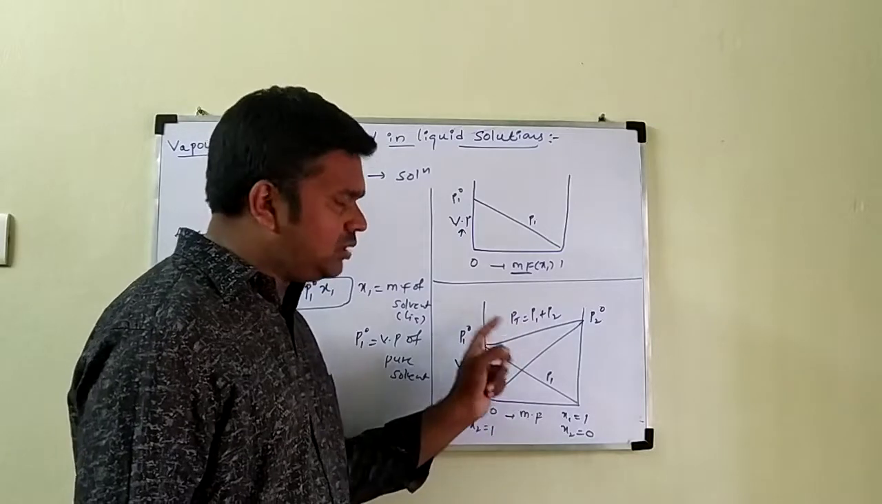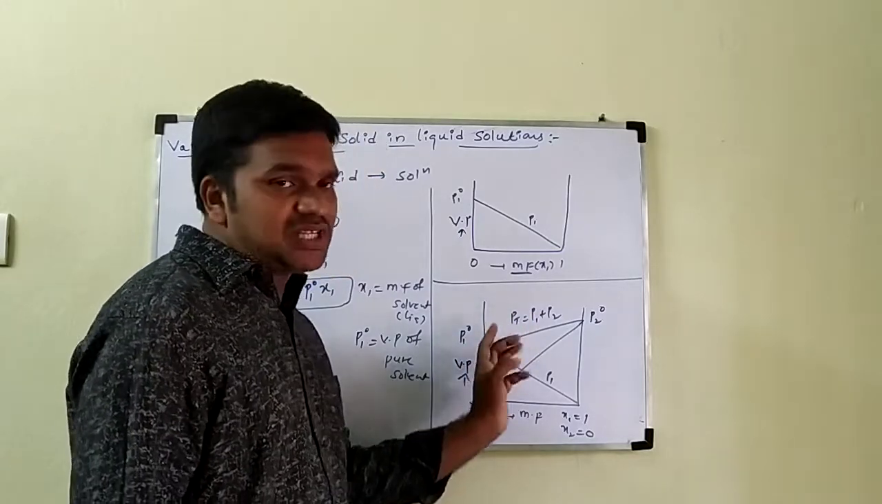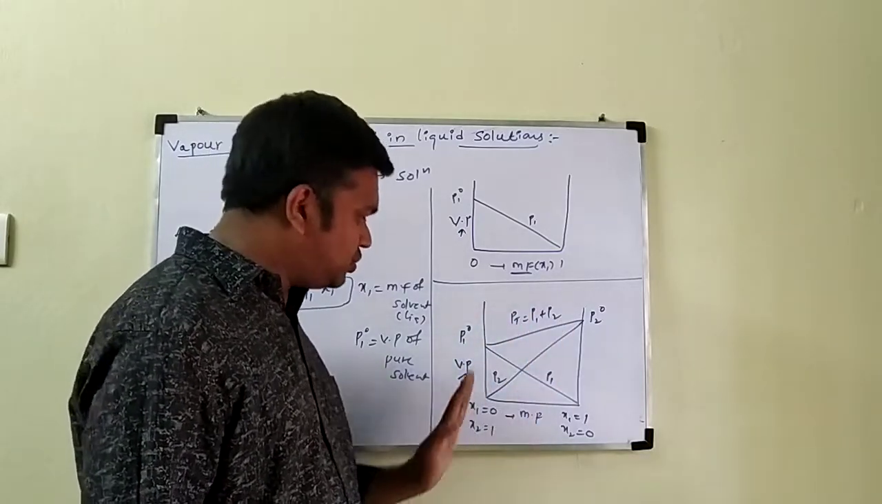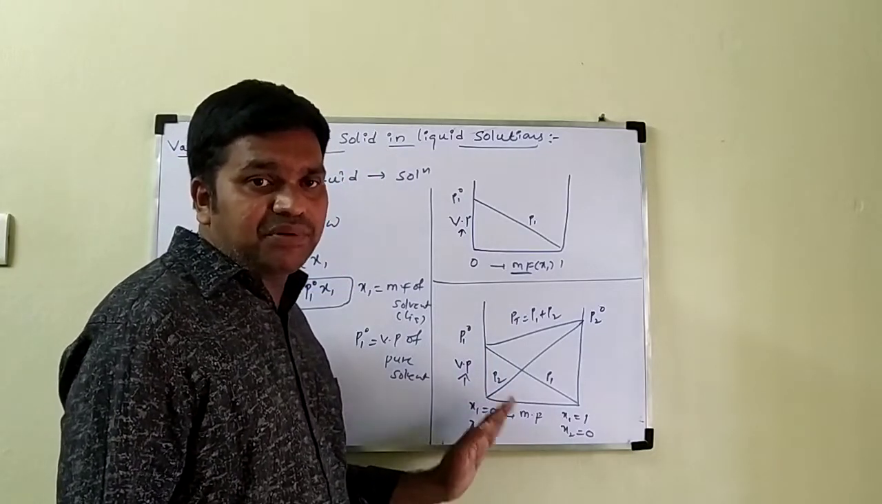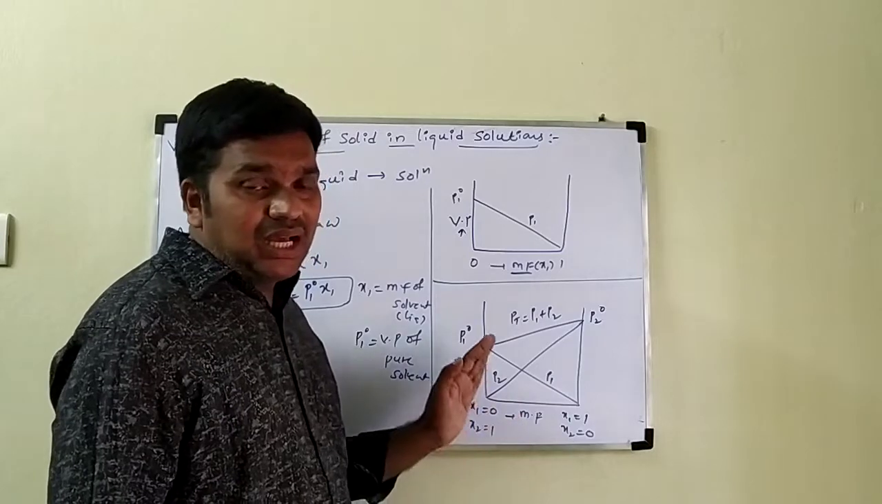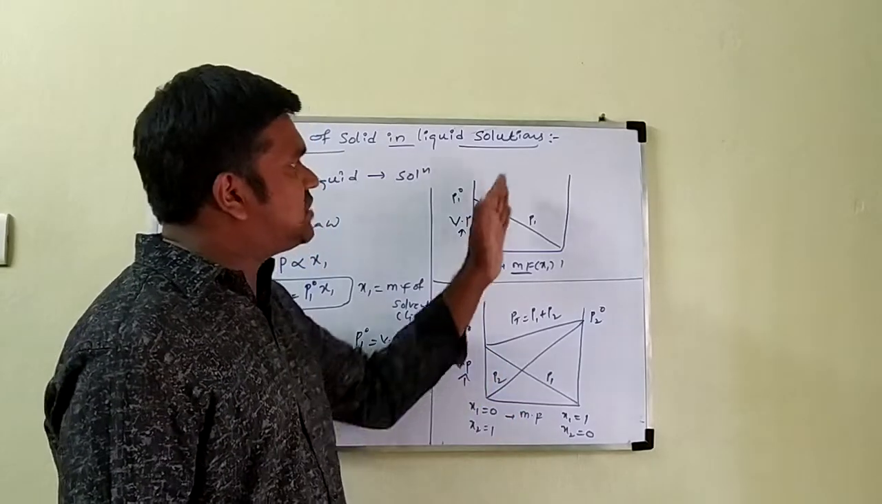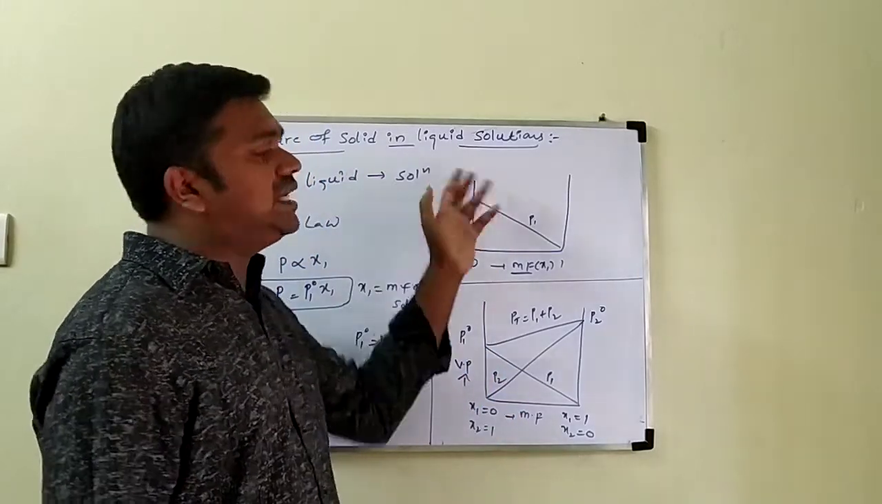So what is P total? P total is P1 plus P2. We are adding these two. So this graph is for the vapor pressure of which solution? Liquid and liquid solution. And this is the vapor pressure of which one? Solid and liquid solution.